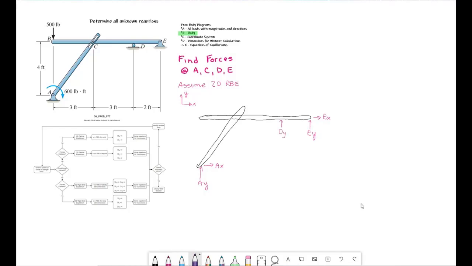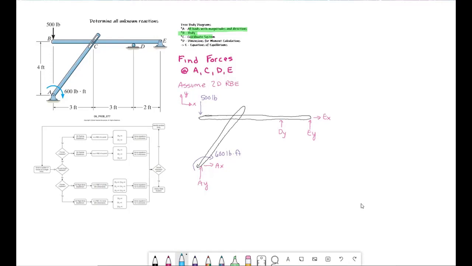We also have some knowns: 500 pounds out here at B, and 600 pound-feet at A. So that means that we've got all of our loads with magnitudes and directions. The coordinate system's done. We do need to include some dimensions.